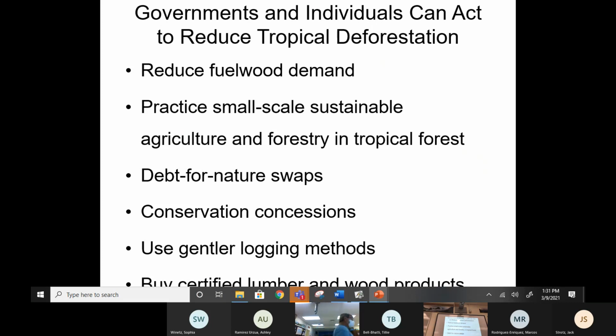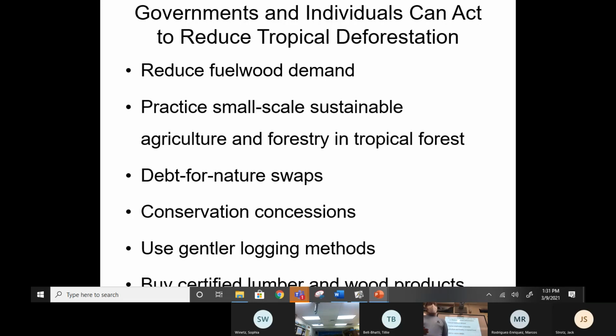Okay, so here's some things that individuals and governments could do to reduce deforestation. I'll mention this debt for nature swaps. So many small tropical countries, developing countries, in order to develop further, like maybe they want to put in a sewage treatment plant or something, but that's expensive. So they have to borrow money, don't they?